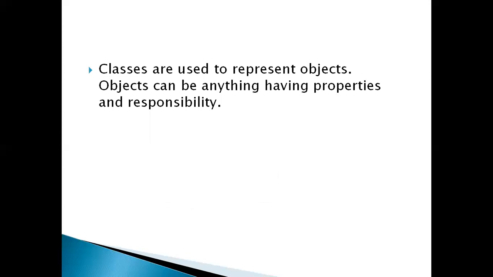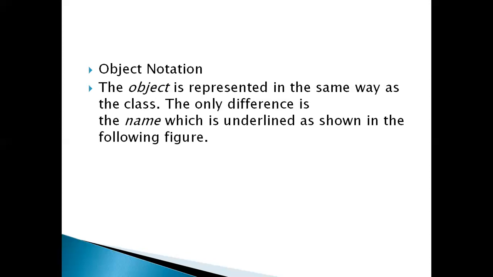Classes are used to represent objects. Objects can be anything having properties and functionalities. Object notation: the object is represented in the same way as the class. Class and object are both the same.